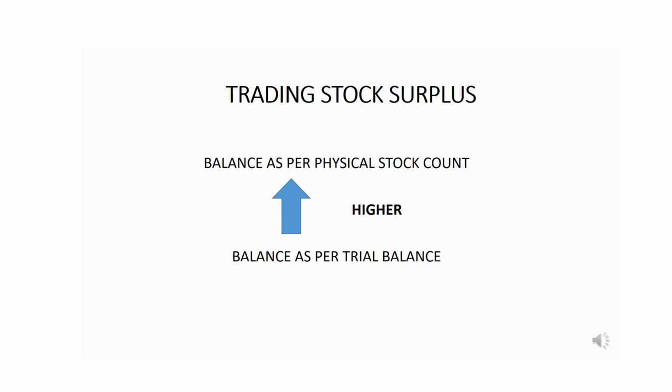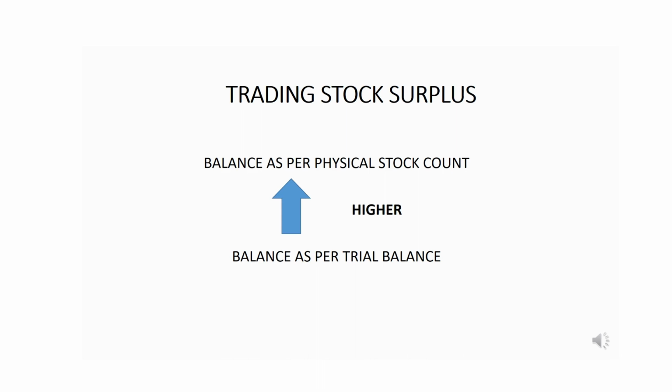So how do you determine whether it's a trading stock surplus or trading stock deficit? If you're talking about a trading stock surplus, you're talking about an income. Let me explain this. Balance as per physical stock count must be higher than the balance as per the trial balance. Again, we will take the inventory balance from your trial balance, then compare it with the balance as per your physical stock count, which is found in your adjustment.